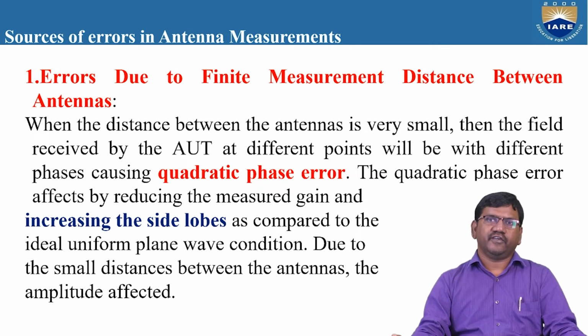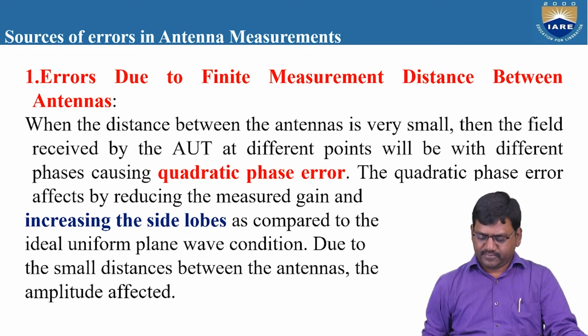The major lobe must be very high. At the same time, the minor lobes and the side lobes must be very less. So then only the gain of the antenna will be increased. Due to the small distance between the antennas, the amplitude is also affected. Whenever the distance between two antennas is very less, then the amplitude is also affected.